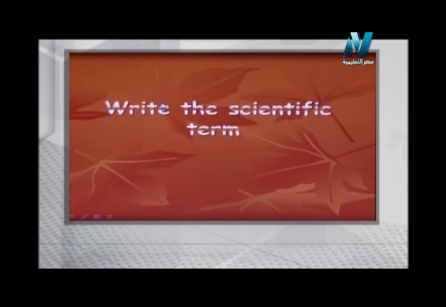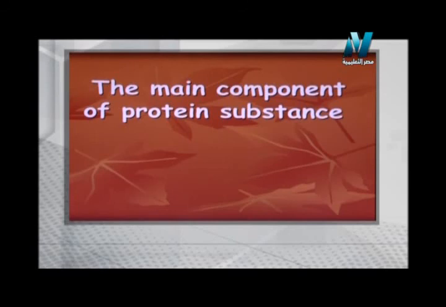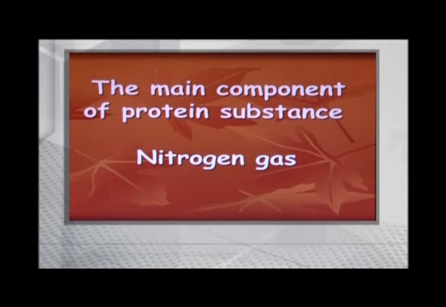Another type of question: write the scientific term. In this question I advise you، بنصحكم في السؤال ده please read the question carefully especially the first word. السؤال ده تقريبا مفتاح الحل فيه بيكون أول كلمة أو أول كلمتين. The main component of protein substance، يعني المكون الرئيسي في البروتين، it will be nitrogen gas. Nitrogen gas is the main component of protein substance.